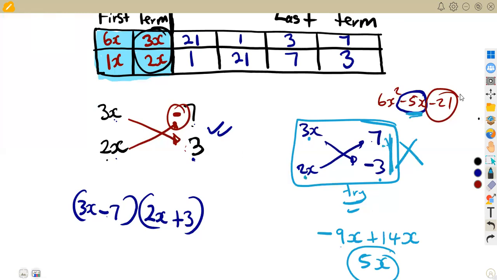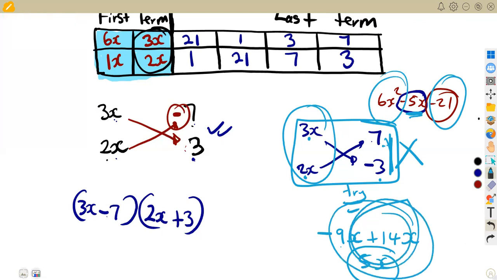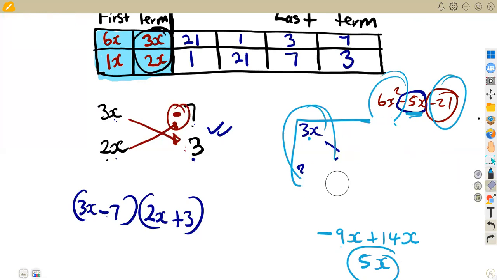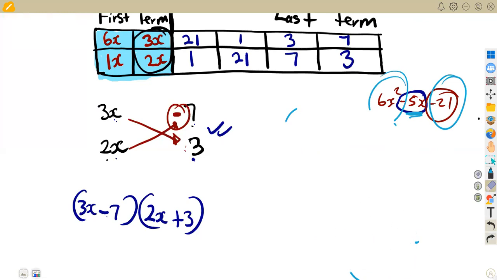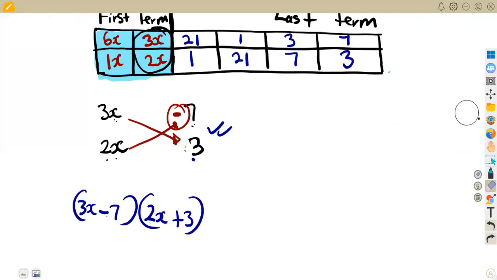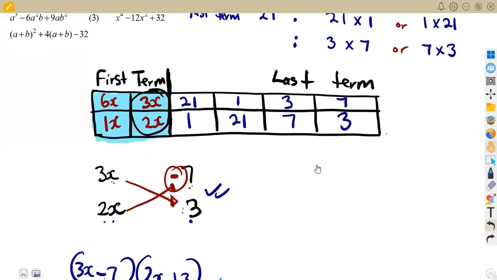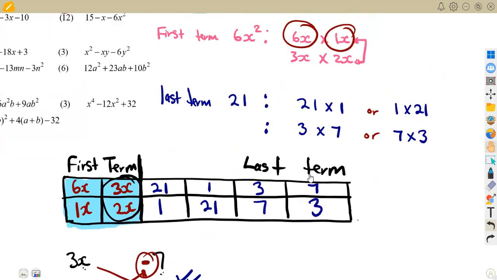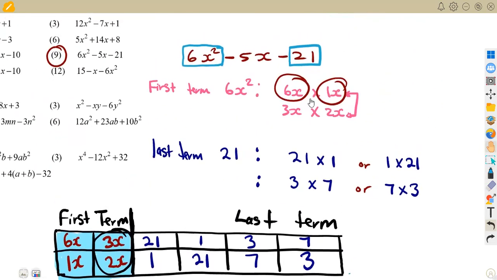We multiply this, we are getting this negative 21. We multiply this, we get 6x squared. But if we add now on the diagonal part, the product of the diagonal is not giving us the middle term. So it disqualifies it to be used as your factors. If it is disqualified, you cannot use it on your factors. So this was the actual one that we can take from our factorization of this bracket. Like I said, we're going to do more questions.